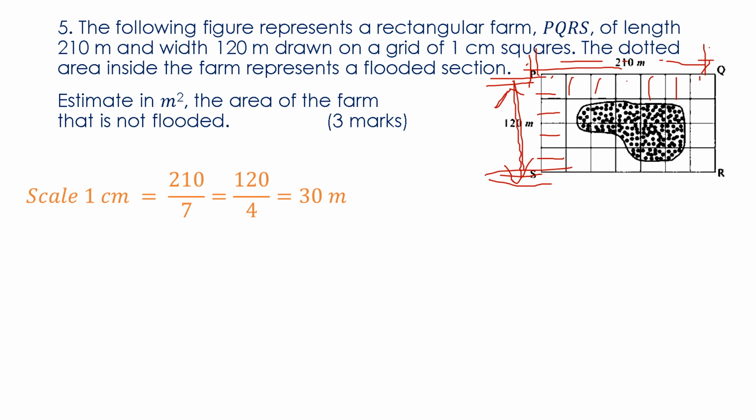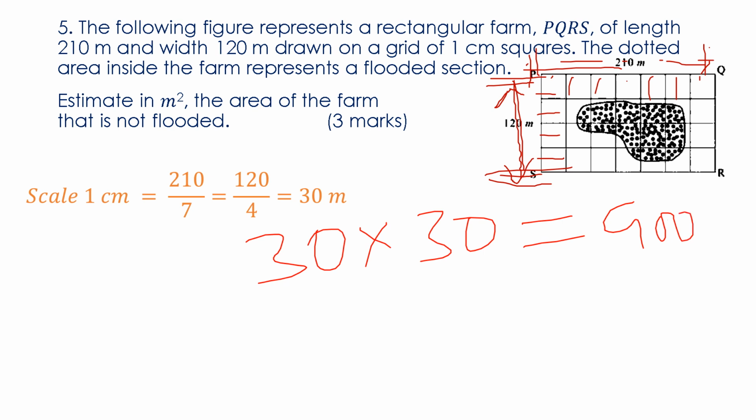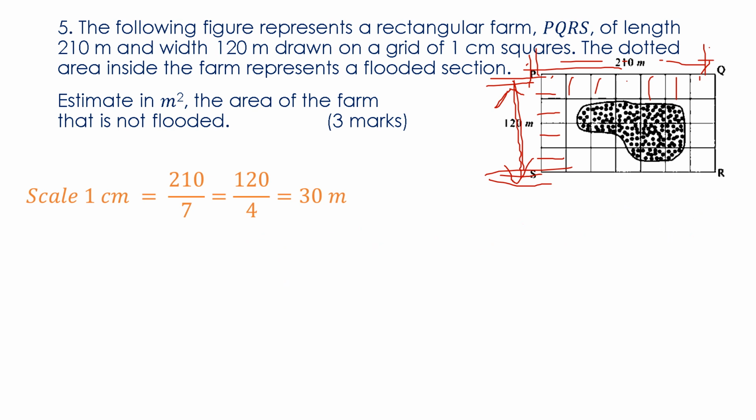So you can get the area of each square. A square is length times length, so each square is 30 times 30 meters, which is 900 square meters. So what are we asked here? We are asked to find the area that is not flooded. For that, we get the area that is flooded, then subtract it from the total area of the farm.